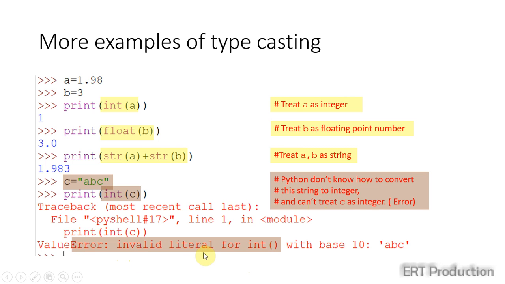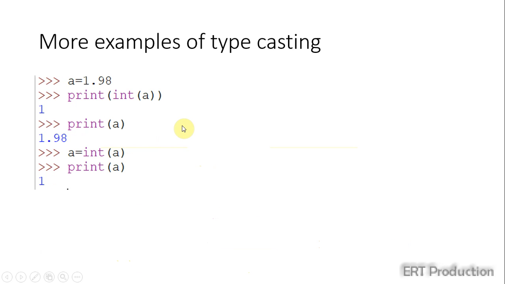Let's see another example. We know that a is a floating point number at the beginning. The second line here temporarily outputs the integer version of a. But you can see the data type of a is not changed actually, and print a here still outputs the floating point number.